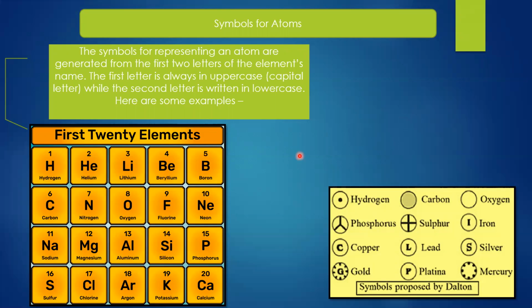Symbols for atoms. The symbols for representing an atom are generated from the first two letters of the element's name. The first letter is always in uppercase, that is capital letter, while the second letter is written in lowercase, that is the small letters. So here come the examples, the first 20 elements with their atomic number, name and symbol.